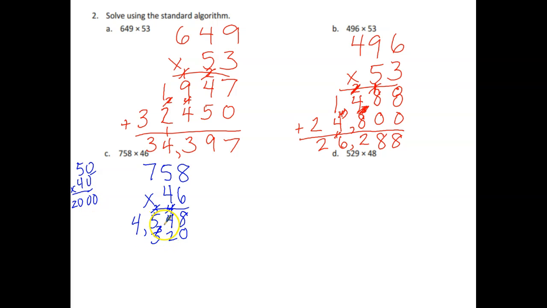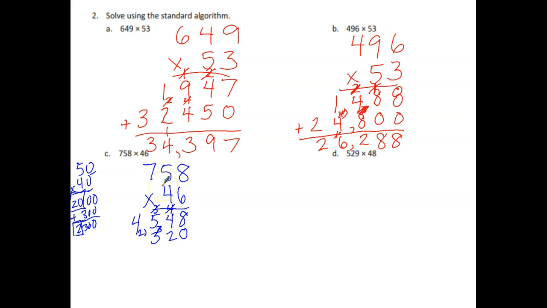So then I have 20 hundreds plus my 3 hundreds gave me 23 hundreds. So I had 23 hundreds. I can't put 23 in my hundreds place. So what I needed to do was put my 3 there and regroup my 20 hundreds as 2,000s. So now I have 2,000 in my thousands place.